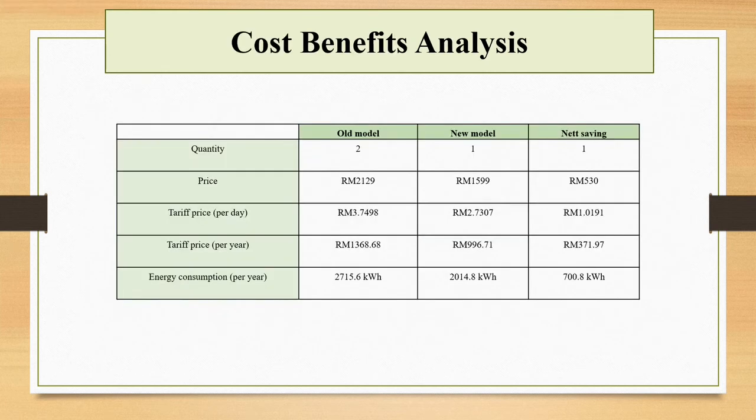This is the cost-benefit analysis for old model and new model of freezer. If we talk about the price, it will save up till RM530. The tariff price per day also save RM1.02, while the tariff per year save up till RM371.97, and the total energy saving per year is 700.8 kWh.